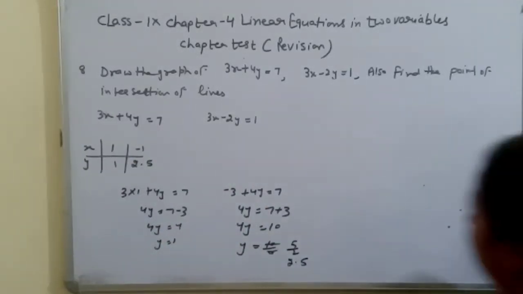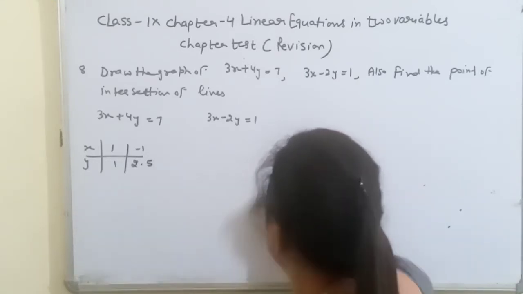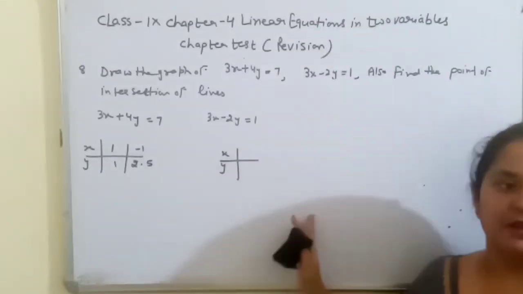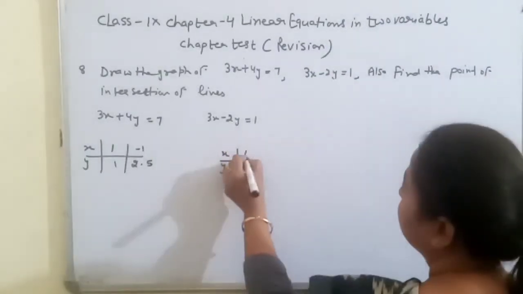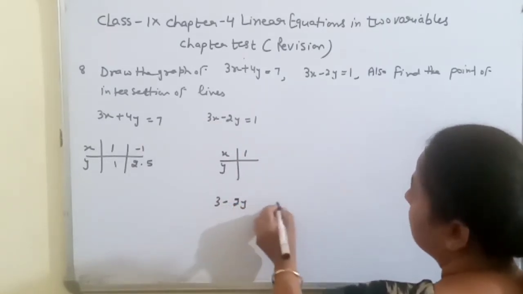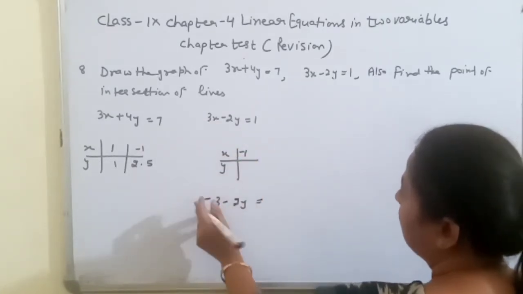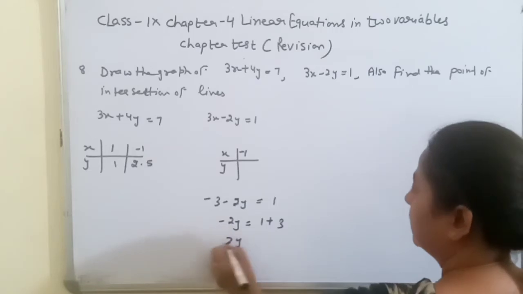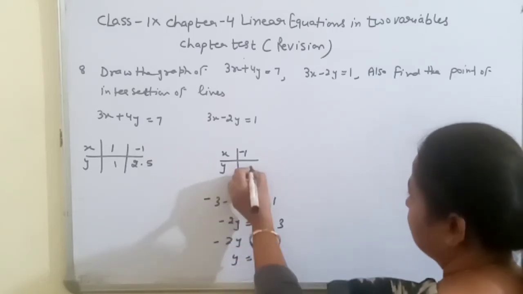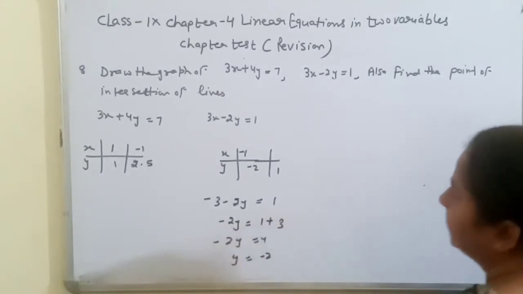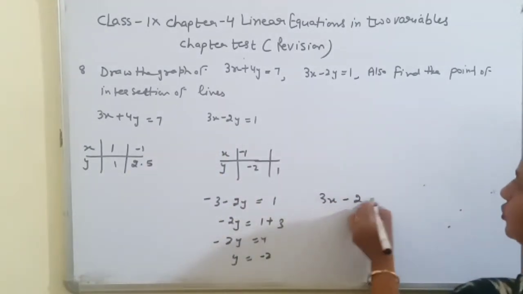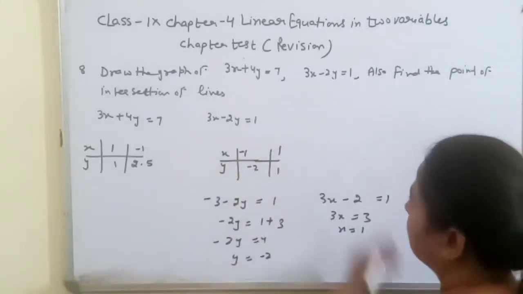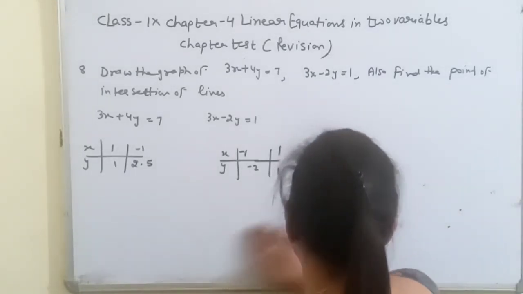Similarly, we can draw the table for the second, this is 3x minus 2y equal to 1. X and y, we can put the different values for x and y. Let x is 1, 3 minus 2y. X is minus 1: minus 3 minus 2y equal to 1. Minus 2y, 1 plus 3, 4. Minus 2y equal to 4. So the value for y is minus 2. Now substitute y is 1. When y is 1, 3x minus 2 equal to 1, 3x equal to 3, x is also 1. Now this is the table for the given two equations.